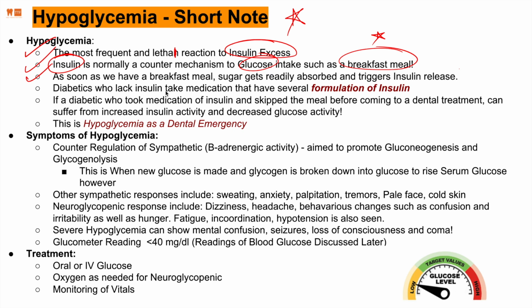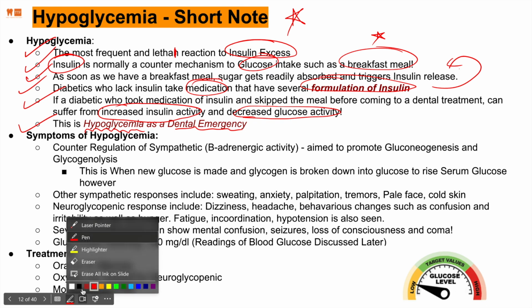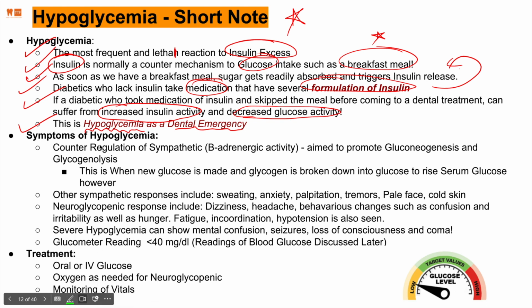Diabetics who lack insulin take medications, and they have several formulations of insulin to do the same job. If a diabetic who took insulin medication skipped a meal before coming to a dental treatment, they can suffer from increased insulin activity and decreased glucose activity. That, ladies and gentlemen, is known as a dental emergency of hypoglycemia. Perfect. Hopefully that's clear. Moving on to symptoms of hypoglycemia. How do you recognize this dental emergency?